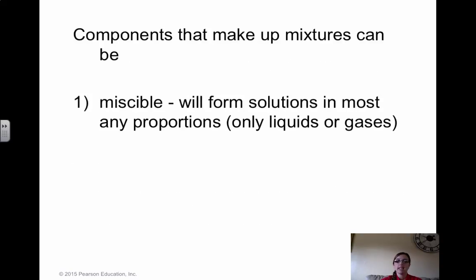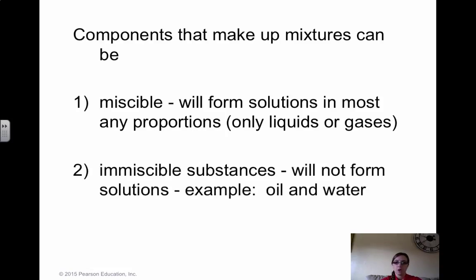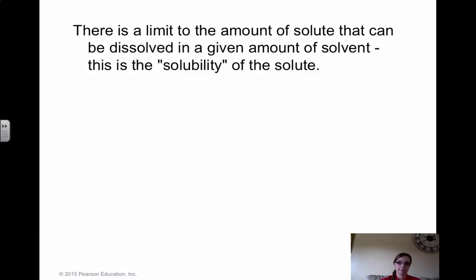So, components can make up a miscible mixture or an immiscible one. Miscible means that they mix. That's the way to think about it, miscible and mix. If two things are miscible, then they're going to mix together. Think like alcohol and water. If you put rubbing alcohol in water, they mix. You can't tell the difference. Immiscible will not form a solution. So you put two immiscible liquids together, they will not mix, like oil and water.